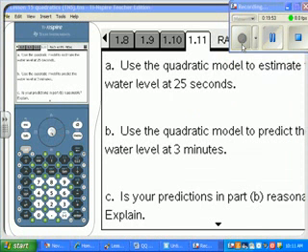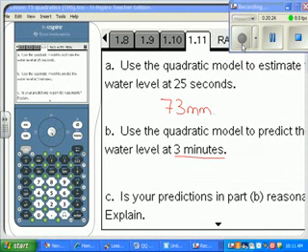Okay, so when you did it for 25 seconds to the nearest millimeter, what did you get? 73 millimeters. Does everybody agree with that? Yes, no? Yes, okay. Use the quadratic model to predict the water level at 3 minutes. How'd you get it? Okay, good. So, this is wanting it at 3 minutes.